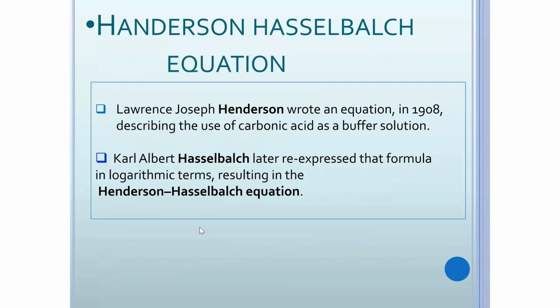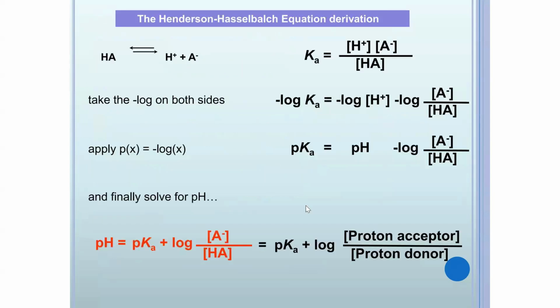And then we have the Henderson-Hasselbalch equation. Lawrence Joseph Henderson wrote an equation in 1908 describing the use of carbonic acid as a buffer system, and later Karl Hasselbalch re-expressed that formula in logarithmic terms, resulting in the Henderson-Hasselbalch equation. That is how we came up with the idea of the Henderson-Hasselbalch equation.